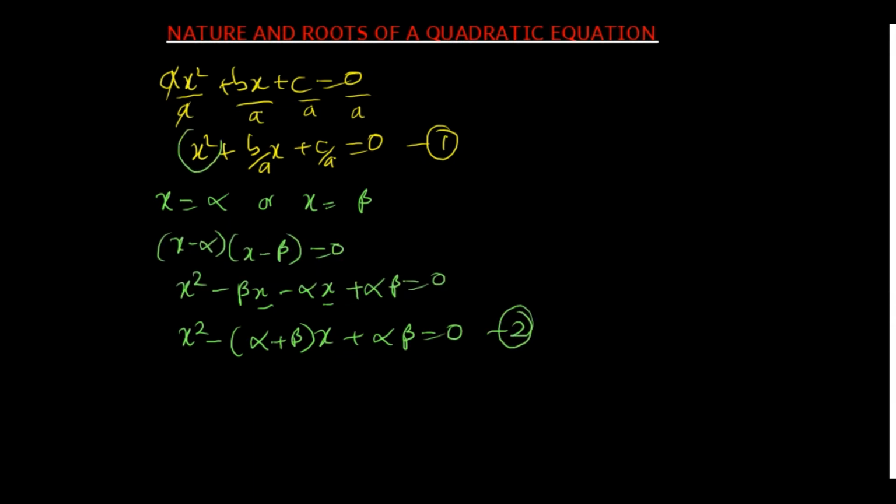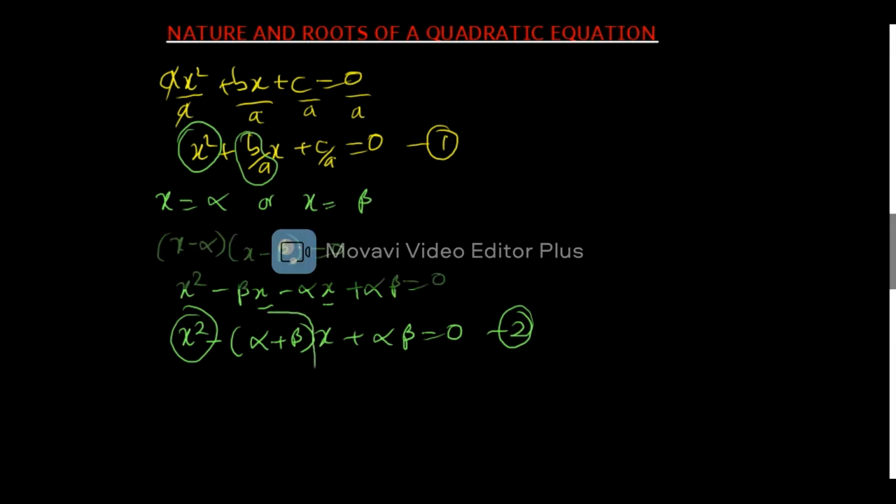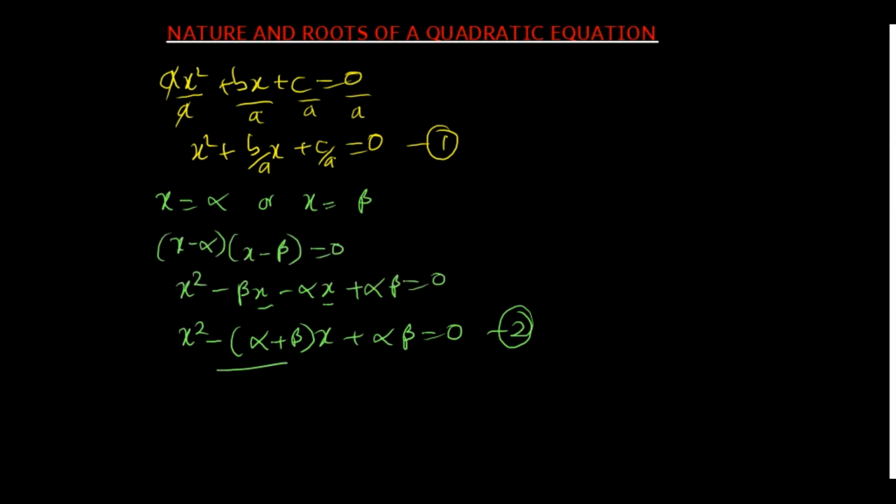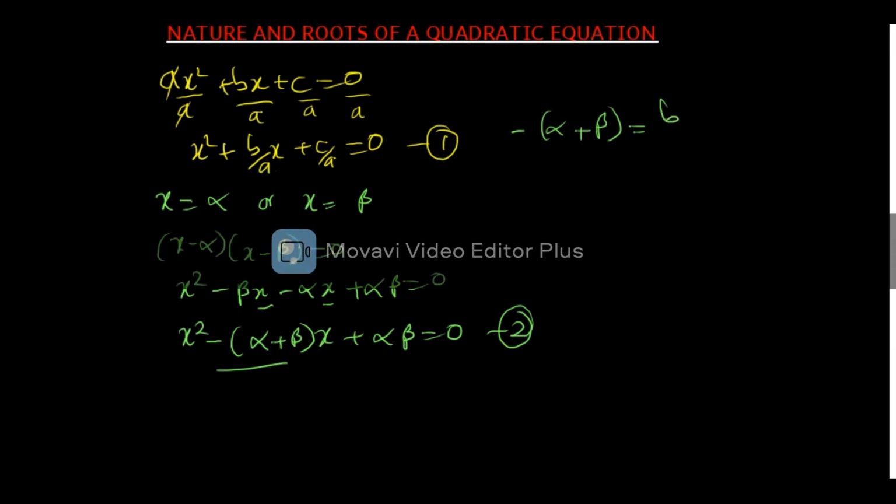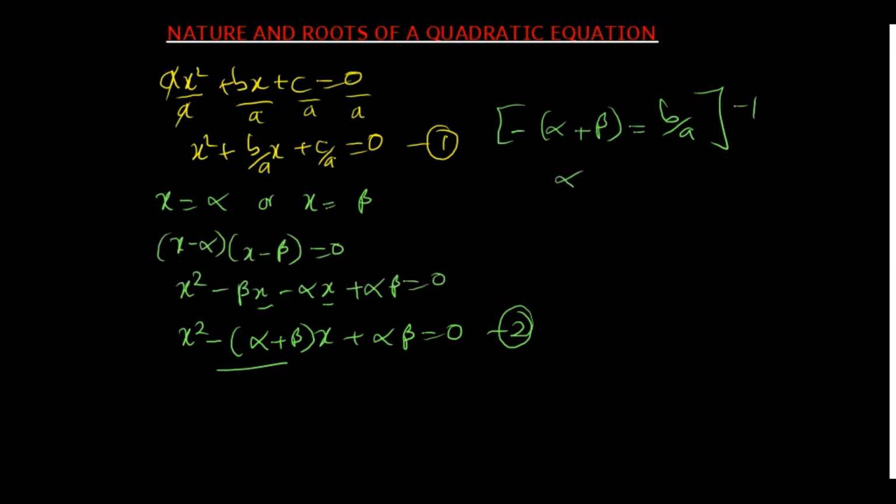Now notice that x squared is equal to x squared. That means that this number in front of x should be equal to this number in front of x, and then this constant should be equal to this constant. So that is giving us that this negative alpha plus beta is going to be equal to the number there, which is b over a. Now if you want to do away with this negative, you can multiply everything by a -1. So this will give us now alpha plus beta being equal to negative b over a.